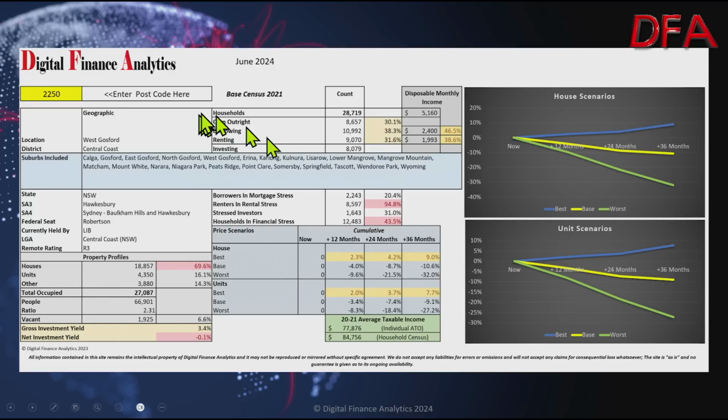We then look at the mortgage stress data based on the analysis that we've done. Only around 20% in mortgage stress, but there's a lot of rental stress there, more than 94%. And you can see that's 8,500 there. Some stressed investors, overall financial stress is 43.5%. And that is a pretty high number. You can see there it's highlighted as such.